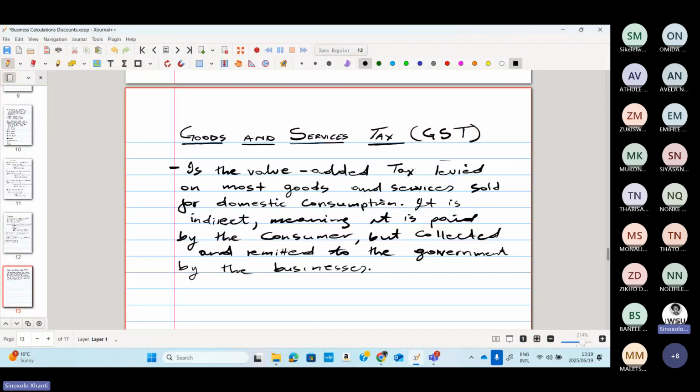So when you eat, when you buy clothes, the moment you buy a good or a service, you'll find out that on most of these things there is an extra fee. For instance, if you go to Checkers, using your NSFAS to buy groceries, you will find out that on your slip there will be something called VAT.